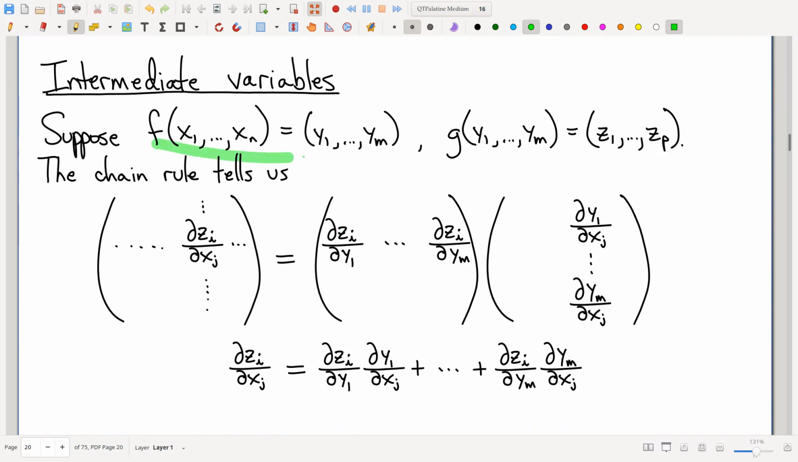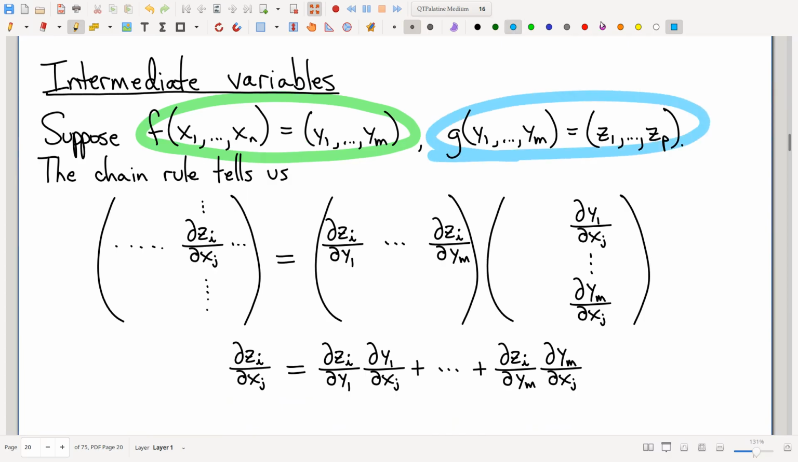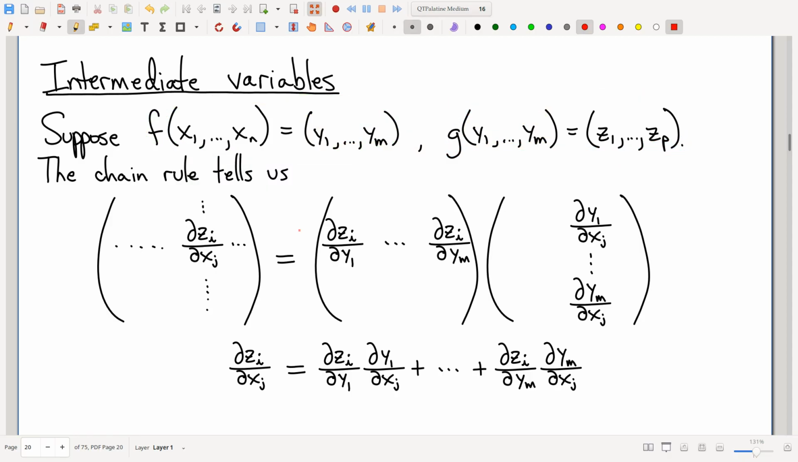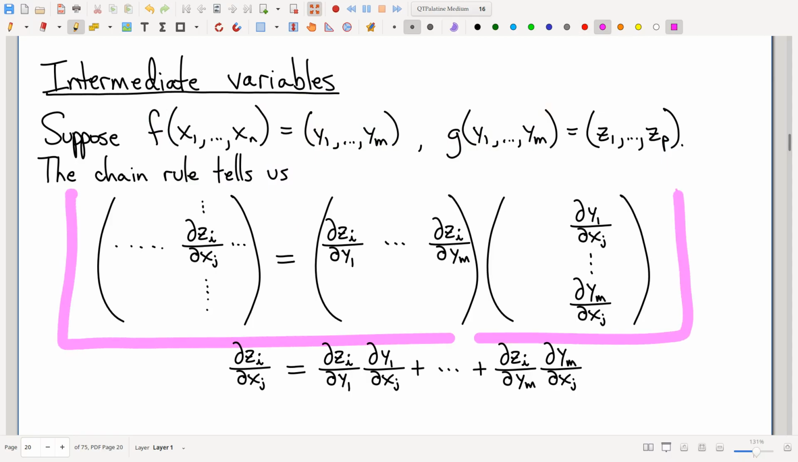Suppose you have a first function and a second function, and now let's take a moment to recognize, as required for a composition, that what comes out of the first function is exactly what goes in to the second function. That's how a composition works. I've got everything set up for being a composition. And having done so, here's the chain rule. This is the matrix form of the chain rule.